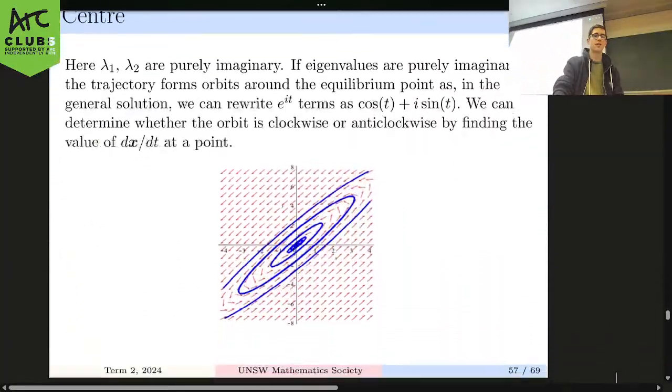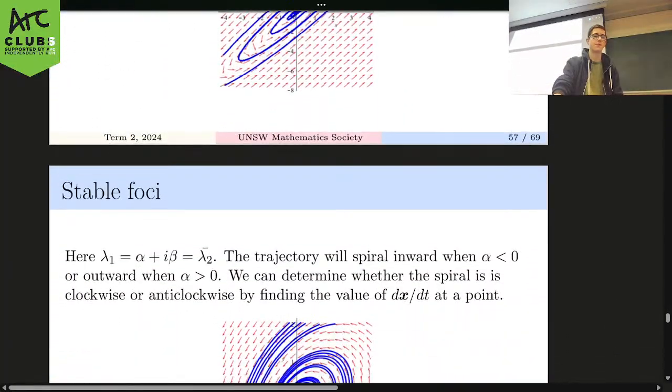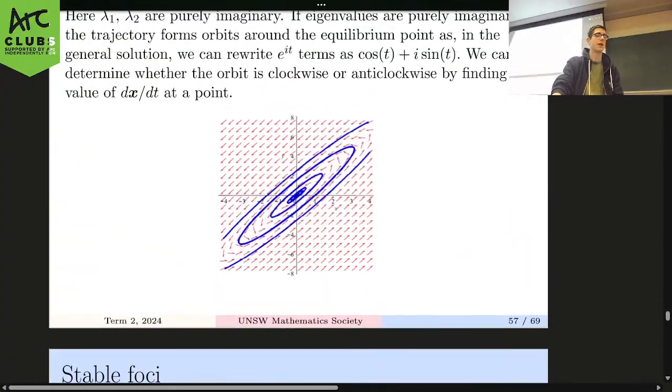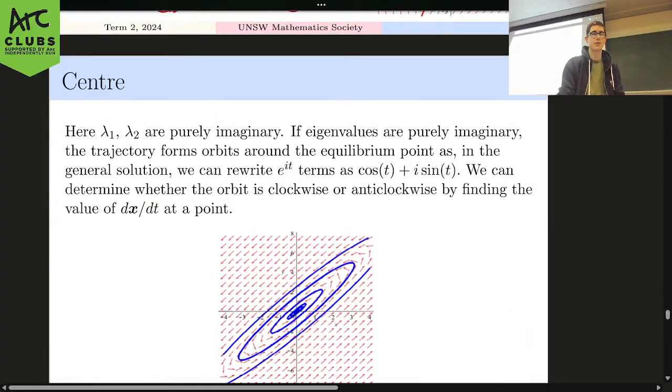The last thing we want to look at is the case of foci and centers, where we have complex eigenvalues. So in this case, we have some sort of rotation.